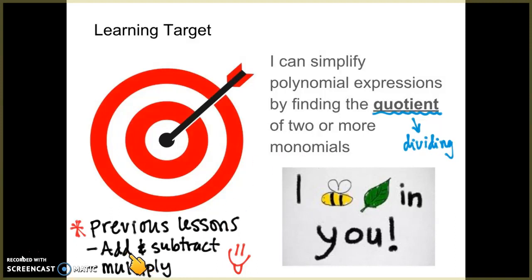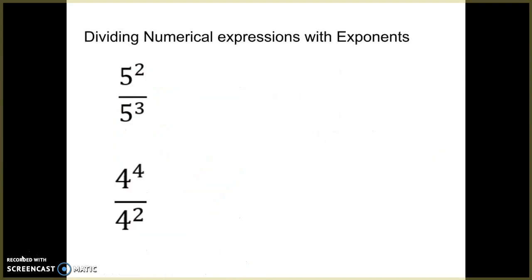Previously, we've looked at adding and subtracting polynomials and then multiplying polynomials. So before we get into dividing monomials that have variables, let's first look at numerical expressions with exponents that we can divide so we can grasp the concept a little better. In these two examples, we're actually going to do this in the calculator, and then I'm going to show you an alternative way to get that same answer, the way that we're going to use for the problems with variables.